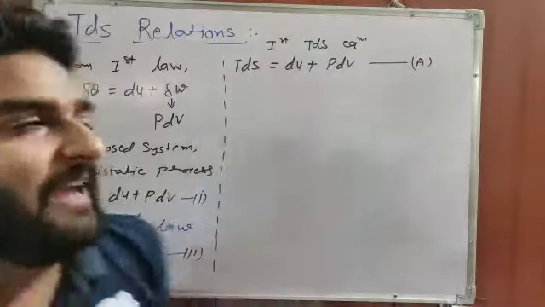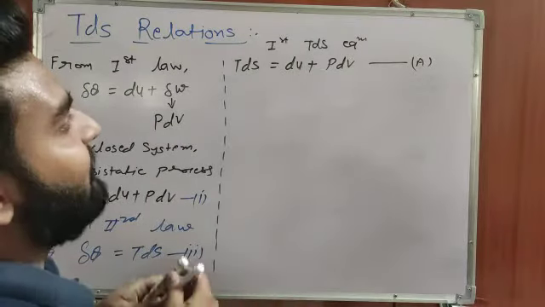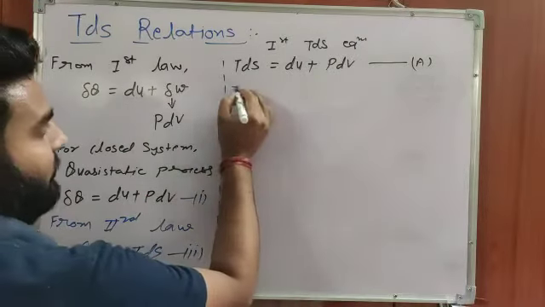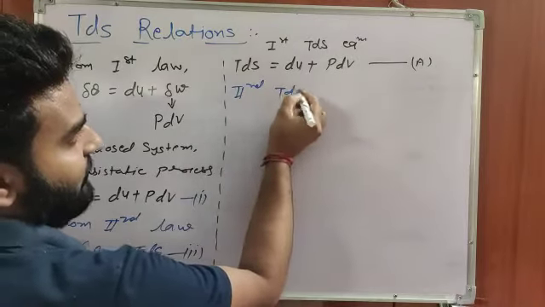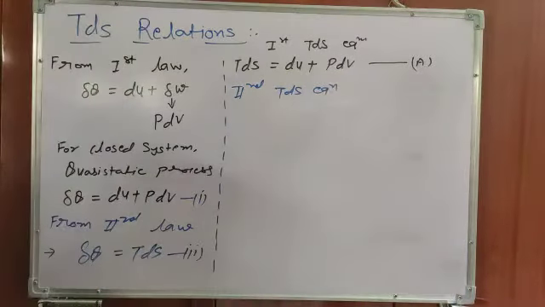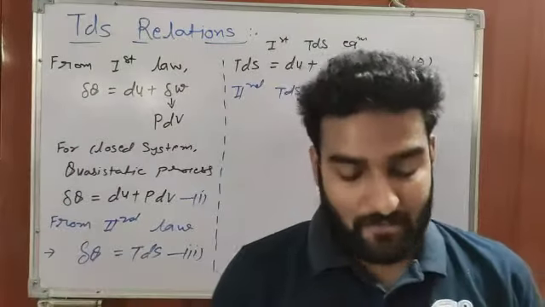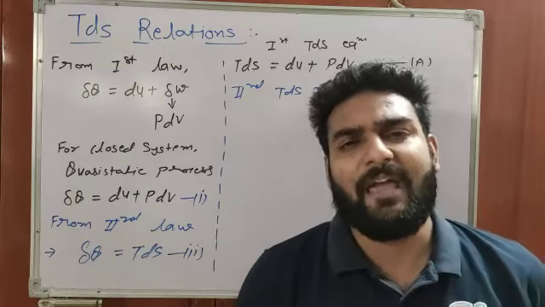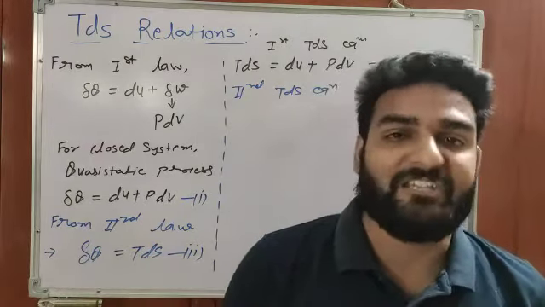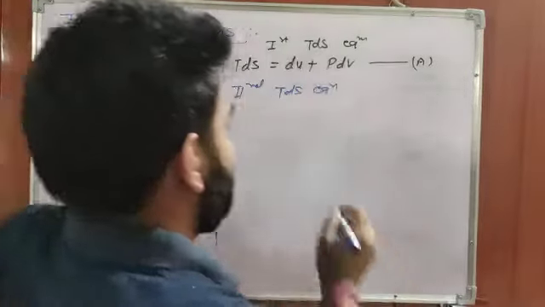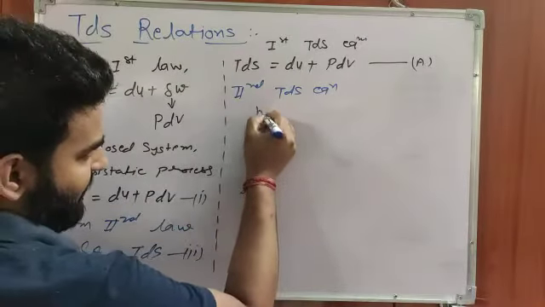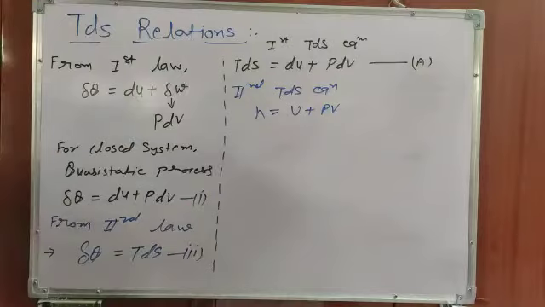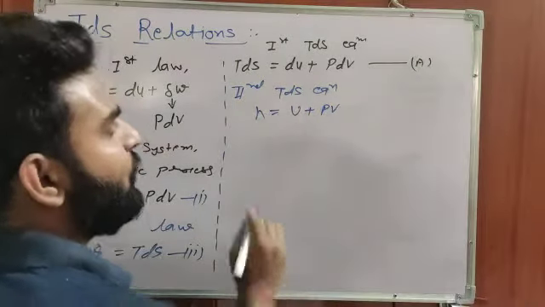Now, to derive the second TdS equation, we can derive it from the definition of enthalpy. What is enthalpy? H is equal to U plus PV. Enthalpy doesn't have a definition as such; it has an equation, H is equal to U plus PV, where U is the internal energy of the system, P is the pressure and V is the volume.